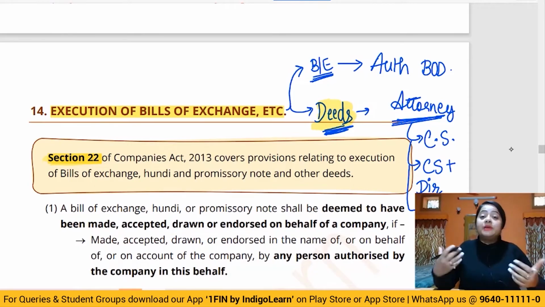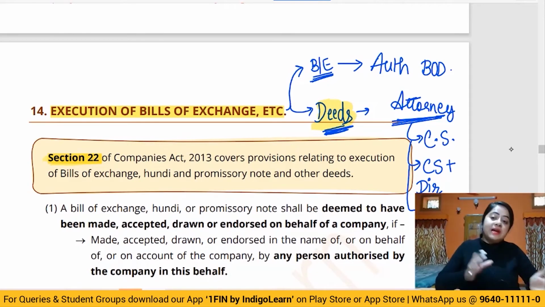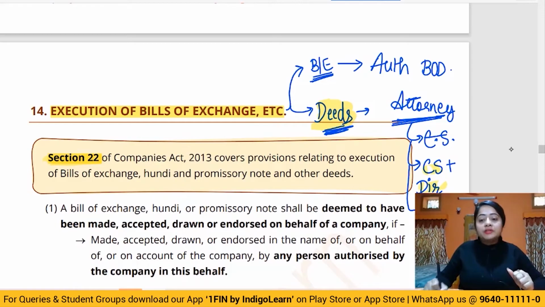But how is the attorney going to be authorized? In order to authorize that attorney, we have to execute a power of attorney. We have to execute a document to authorize the attorney to have the power to execute these deeds on behalf of the company. Okay, now in order to authorize the attorney, someone will have to sign on that power of attorney. So who is going to sign? Either the common seal is going to be used, or else the CS and the director of the company are going to sign. If the company does not have a CS, then in that case two directors are going to sign to authorize this attorney to execute deeds on behalf of the company.